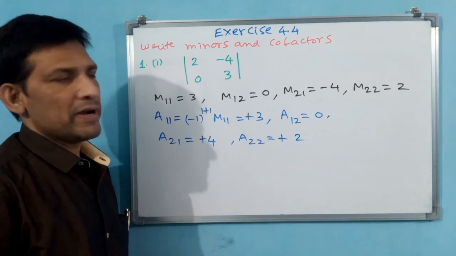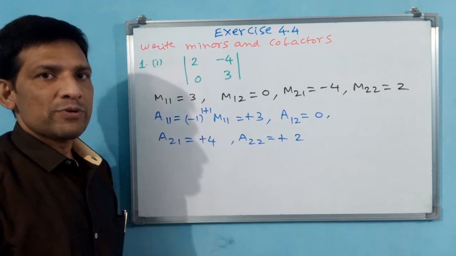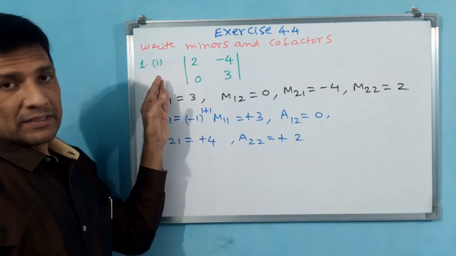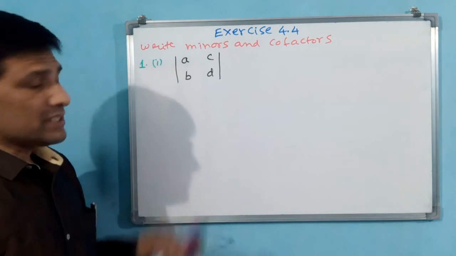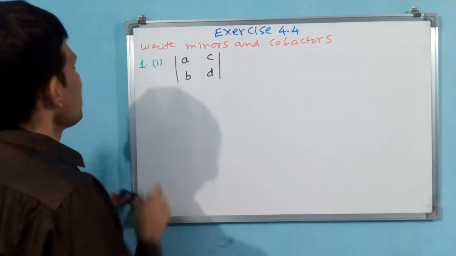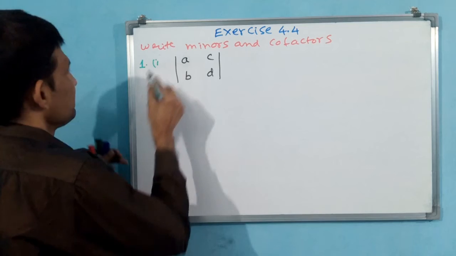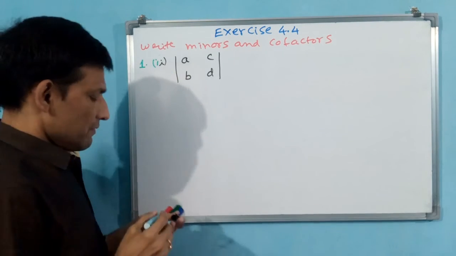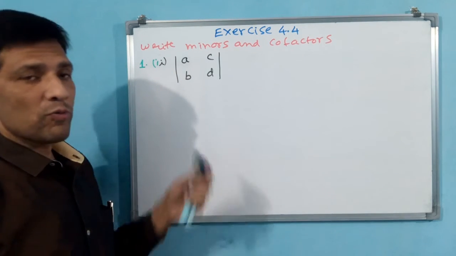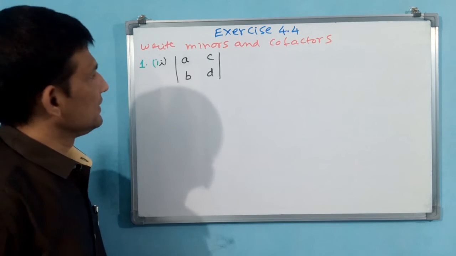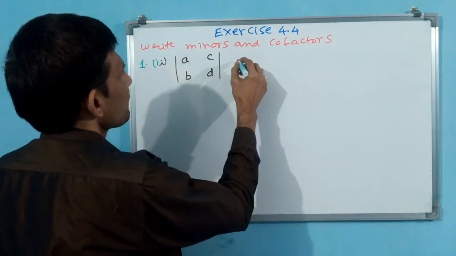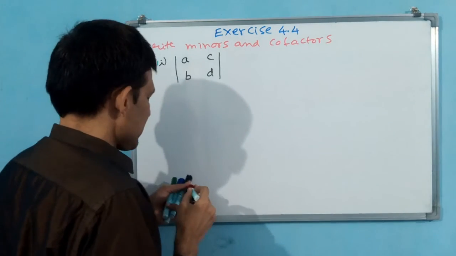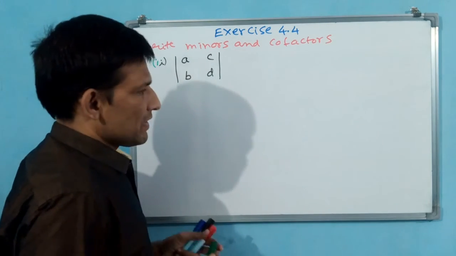Minors and cofactors. Now what do we do? We go for the second part of the first question. You see the second part. This also we have to find minors and cofactors. So let us find one by one. M11.